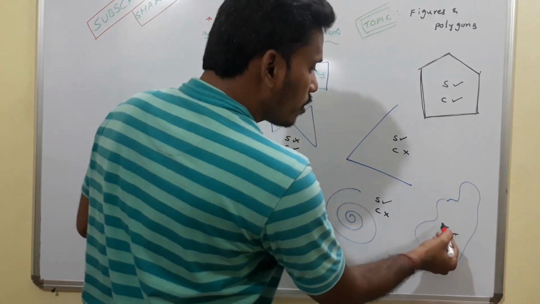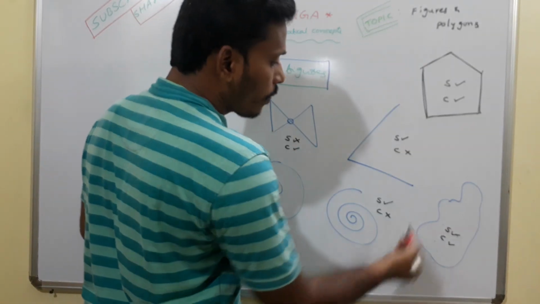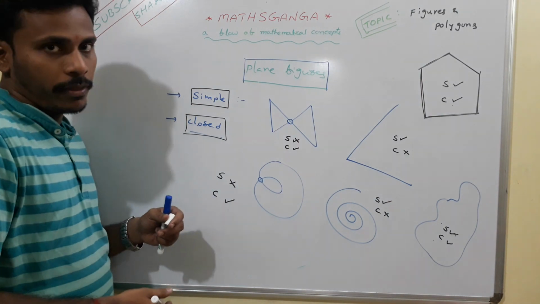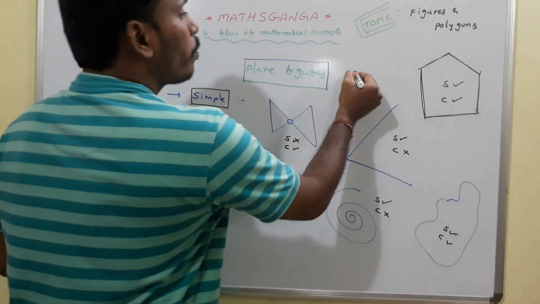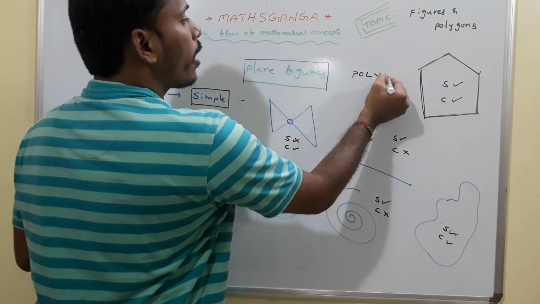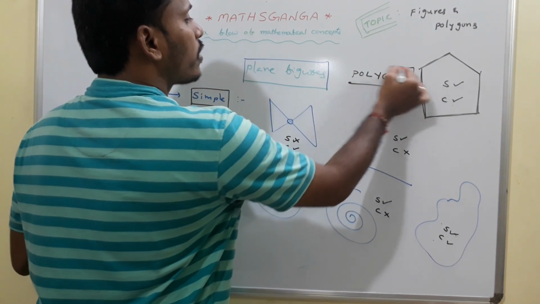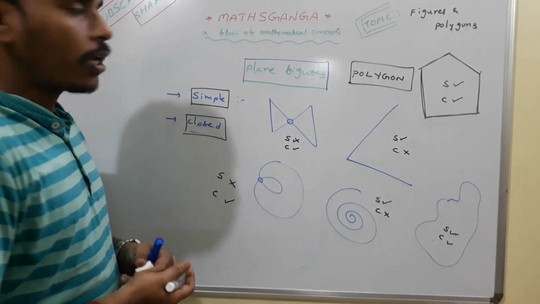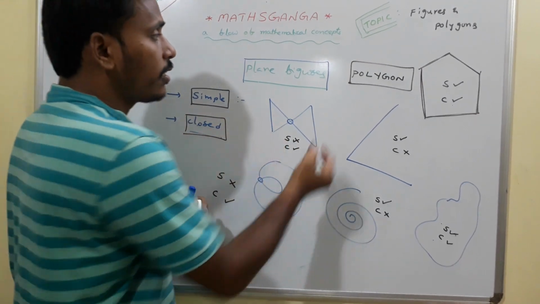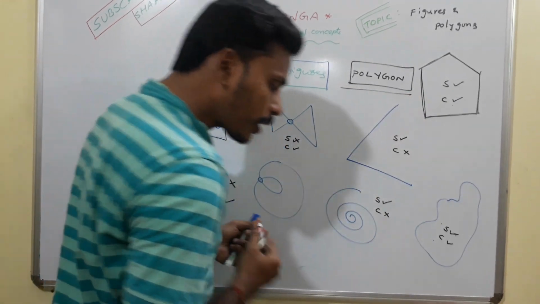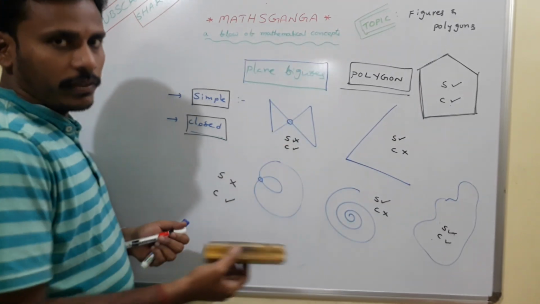Coming to here, this is also simple, this is also closed, but it is bounded by a curve, so it is not a polygon. So a polygon is nothing but a simple closed figure bounded by line segments. Okay, so the first task is knowing about the figures, and the next task is defining a polygon, and then we have to discuss the different types of polygons.